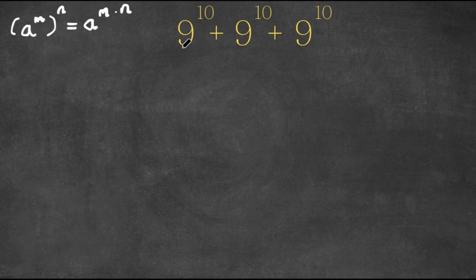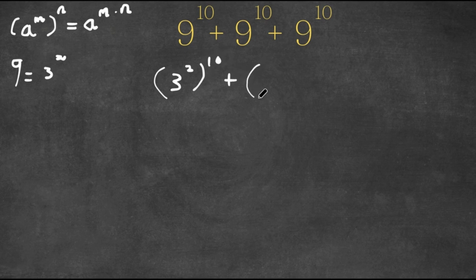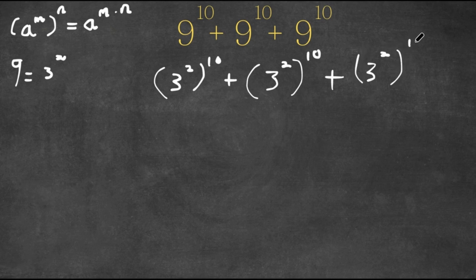So right here we have 9, and 9 is equal to 3 squared, right? So I'm going to first replace all our 9's here with 3 squared. So we have 3 squared to the power of 10 plus, again, 3 squared to the power of 10 plus 3 squared to the power of 10.